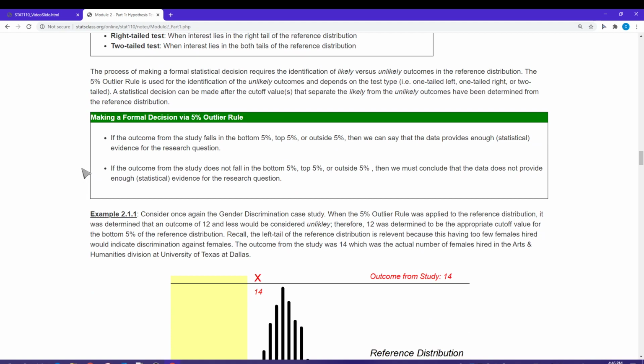Making our formal decision, if the outcome falls in that bottom 5% or that top 5%, or in the two-tailed example, the outside 5%, then we can say that we have enough evidence, or statistical evidence, for the research question. Or we say that the data provides enough evidence for the research question. Now, if it does not sit in the bottom 5%, top 5%, or outside 5%, then that means it's too close to the middle. And the middle of that reference distribution is usually set up under the fair or no difference scenario. So that's not going to provide support for your research question.